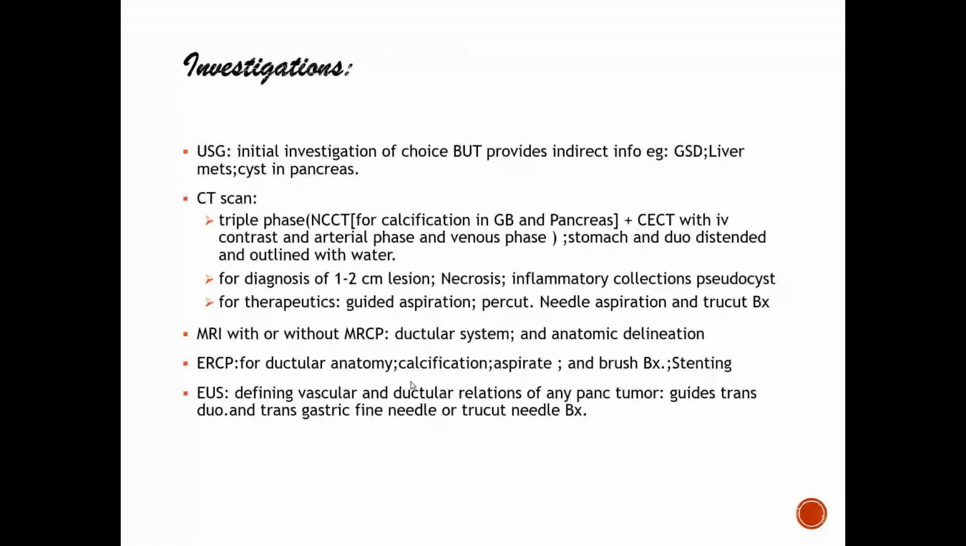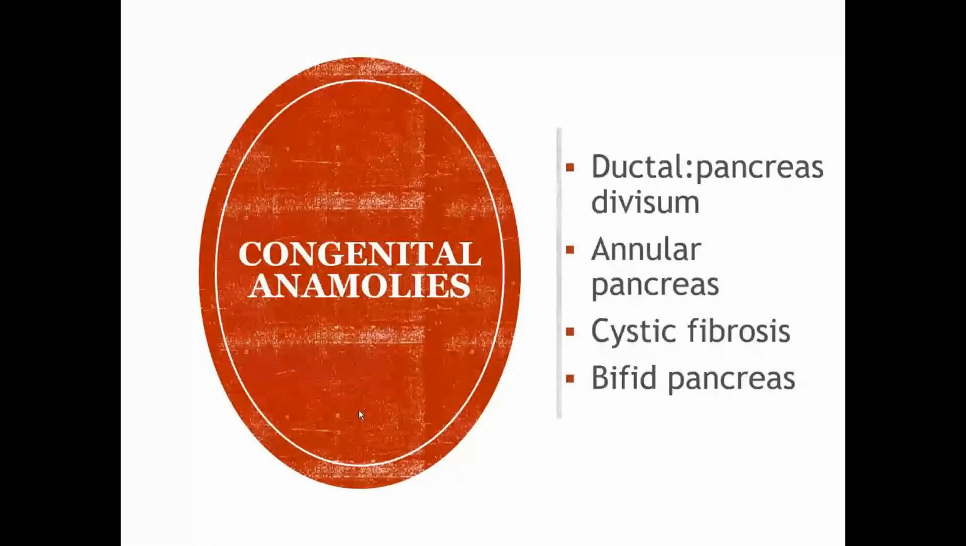Why? Because if you want to do any kind of pancreatic lump excision, you have to know about the relation of that lump to the ducts and the relation of the lump to the vessels, and that is very easily seen on an EUS. So it defines the ductal relations of any pancreatic tumor, and it also defines the vascular relations of the tumor, and it also guides transductal and transgastric fine needle or true cut needle biopsy. That is basically in a nutshell about the investigation.